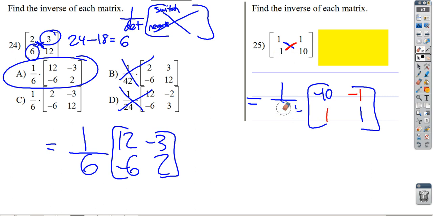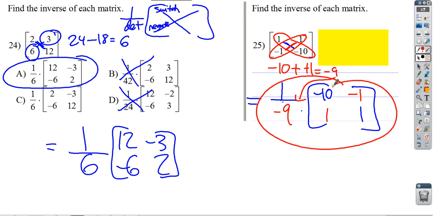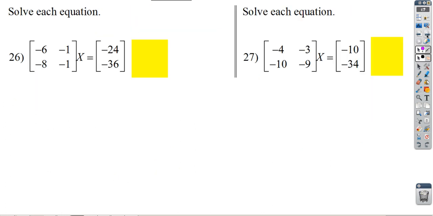Okay, what's the determinant? Because that's what goes here. The determinant is going to be that multiplied, which is negative 10, minus this multiplied, which is negative 1. Negative 10 minus negative 1 is like negative 10 plus 1, which is negative 9. And that's what goes right here. So this is the determinant, and you can leave that number outside. You don't have to multiply it in, as we'll see why with these two last problems.